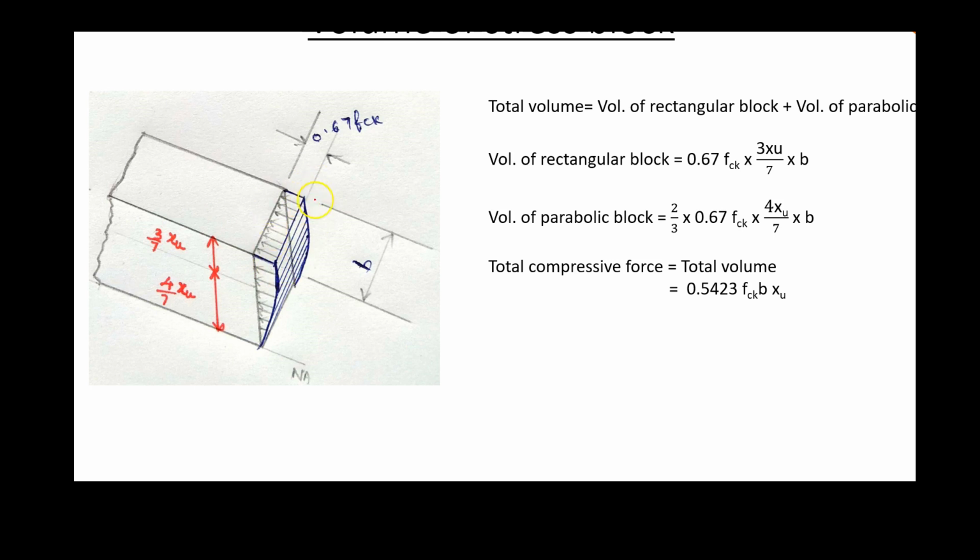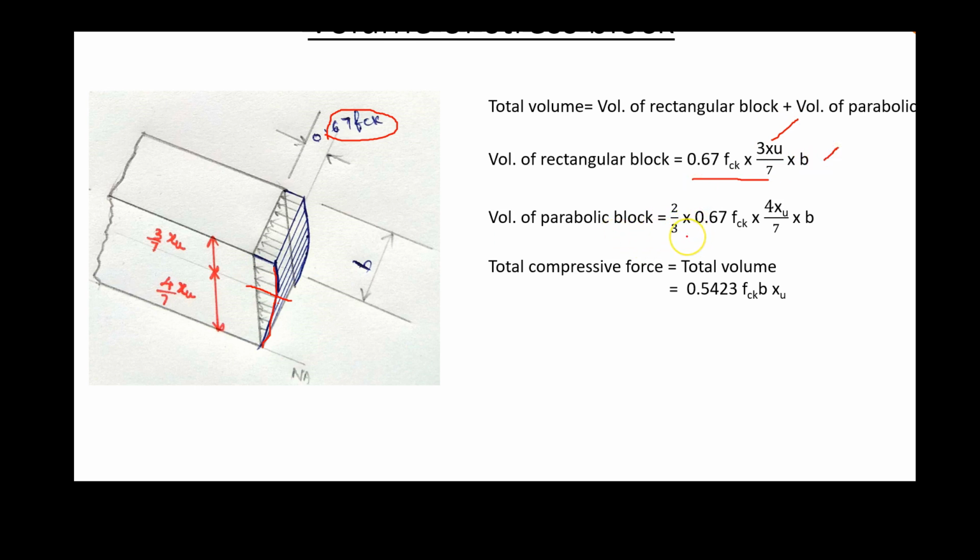Now we have this stress block up to this level. It is a straight line like this, and beneath this it is a parabolic one. So now the total volume will be equal to the volume of the rectangular block plus the volume of the parabolic block. What is the volume of the rectangular block? That is the area of the rectangular block times b. What is the area of the rectangular block? Simply this into this: 0.67 fck is this width, multiplied by the depth 3/7 xu, times b. This is the volume of the rectangular block.